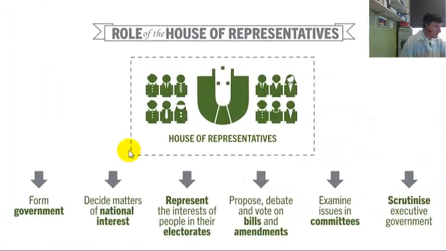Let's have a look at the broader role of what the House of Representatives do. They form government, I've already mentioned that. They decide on matters of national interest. They are supposed to represent the interests of the people in their electorates. They propose, debate and vote on bills and amendments in Parliament. They examine issues in committees. Sometimes more information needs to be gained, so there's a whole number of parliamentary committees that investigate issues. And as I said before, they're also there to scrutinise government.